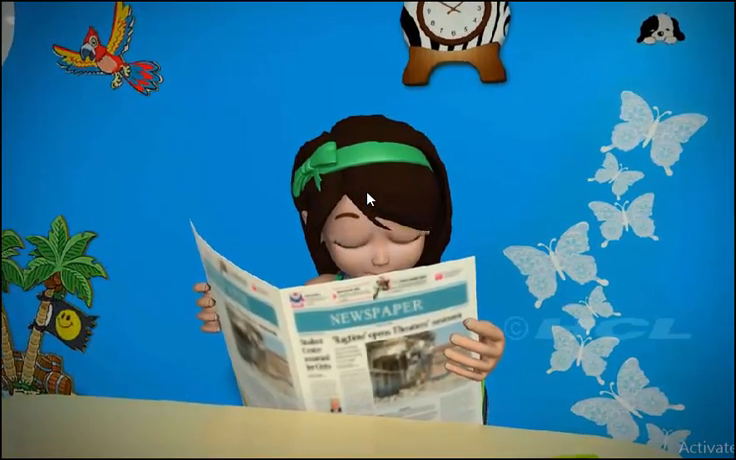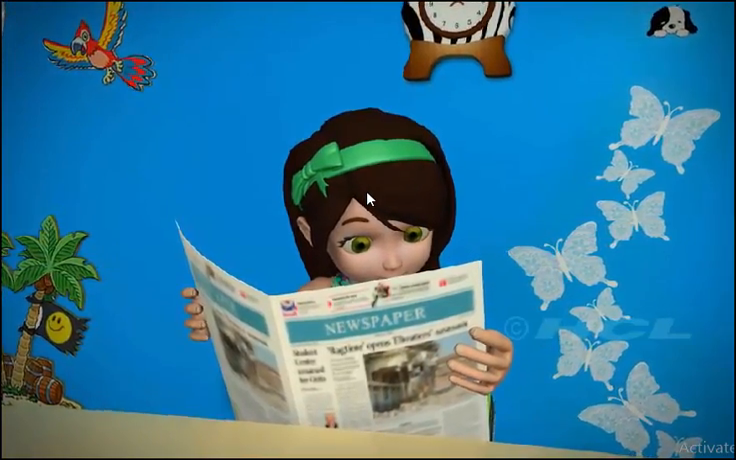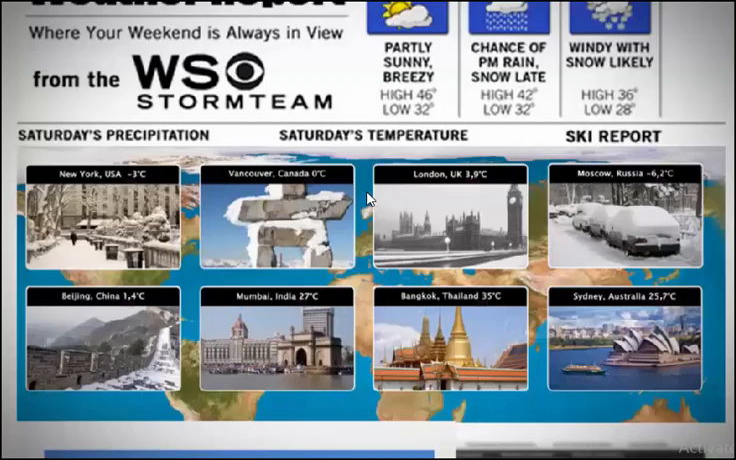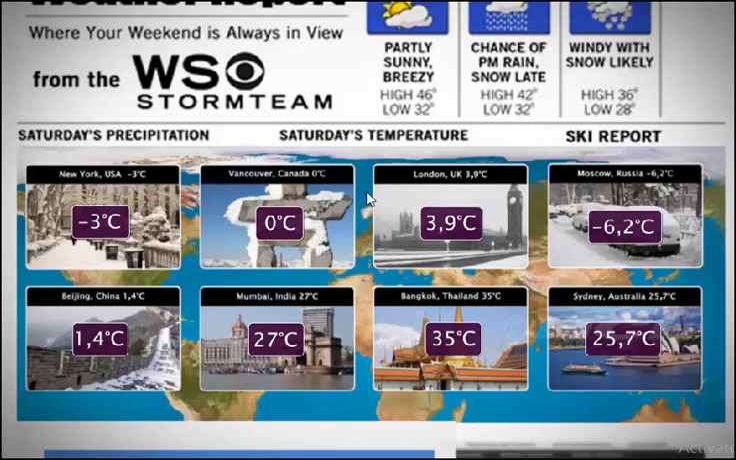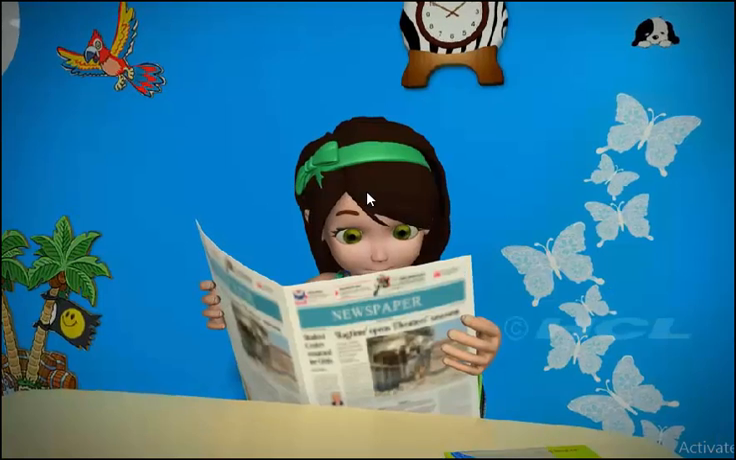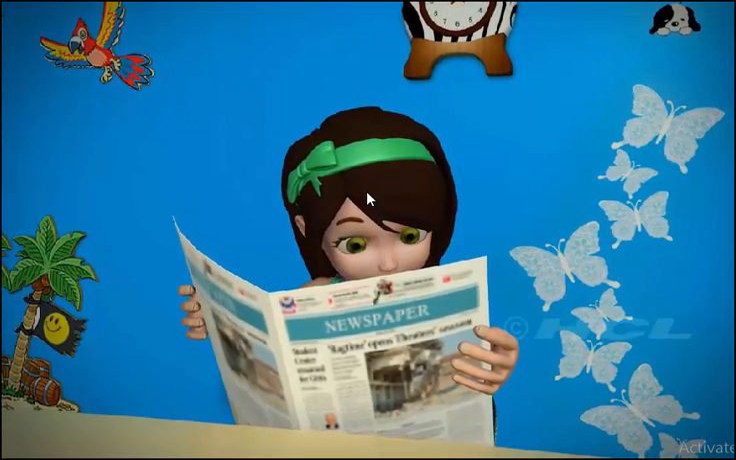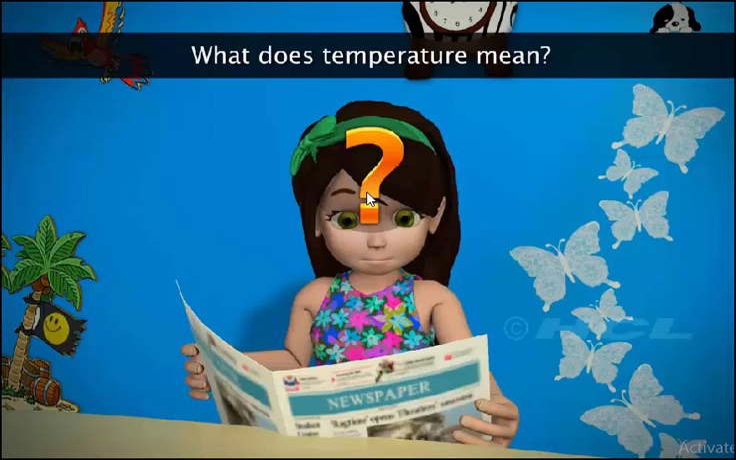Sela is busy trying to understand the weather report in the newspaper. She is wondering what the numbers with the capital letter C indicate. Well, Sela, these numbers indicate the temperatures of various places. Do you know what temperature means?